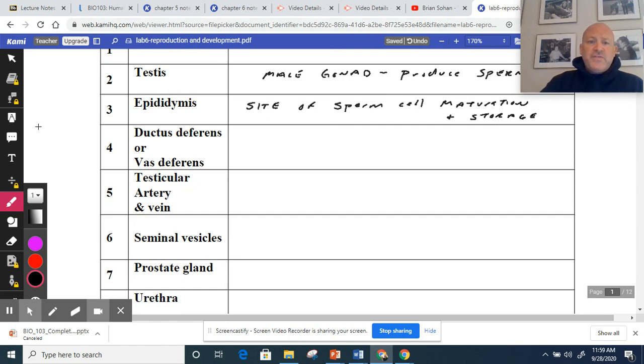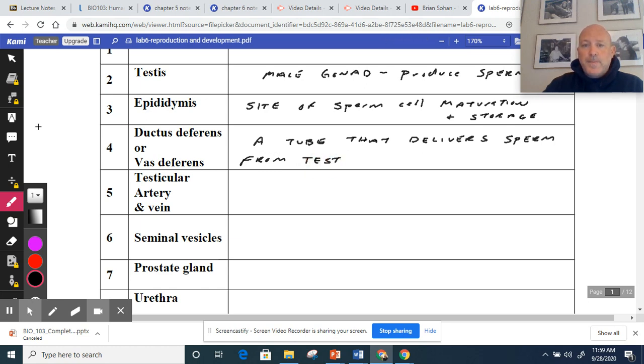The ductus deferens is the vas deferens, is a tube that delivers the sperm cells along with other secretions from the testes, from the epididymis, to the outside. These are going to be providing a blood supply.